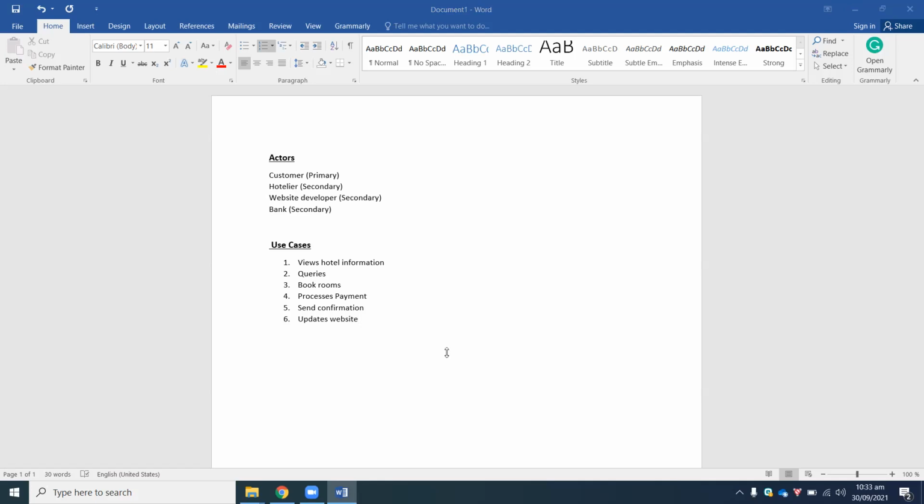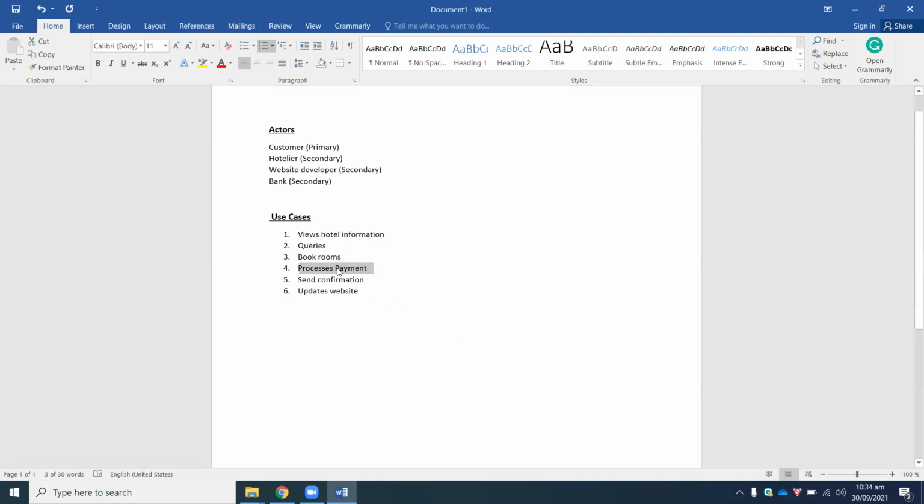The bank, how is the bank interacting in processing payment? Once the customer processes the payment, the bank gets money, and we will have some include and extended use cases together with it. So that's how the bank interacts.